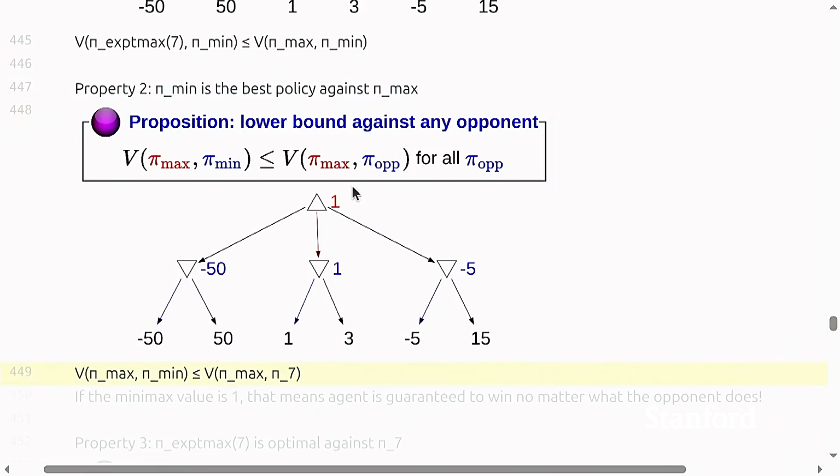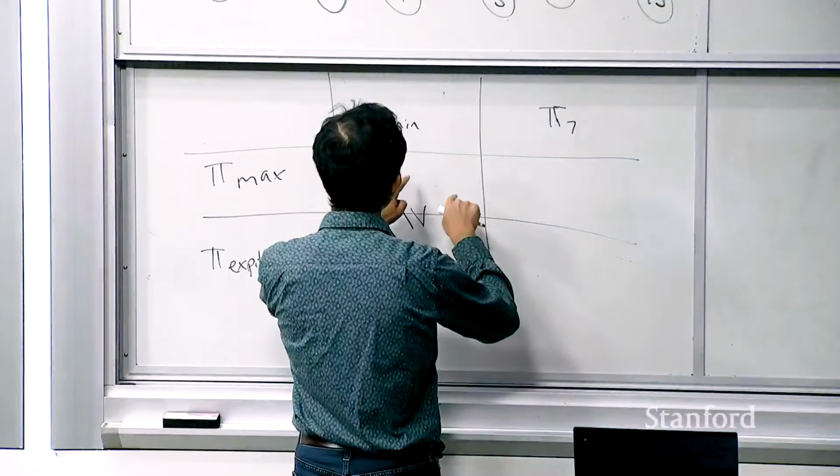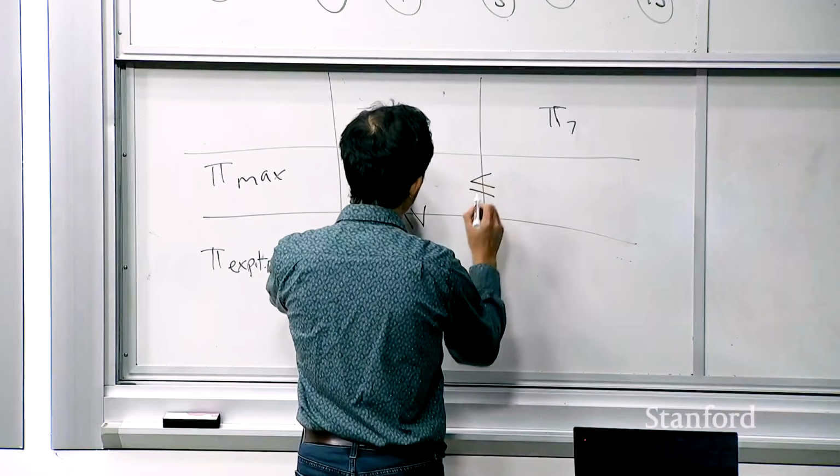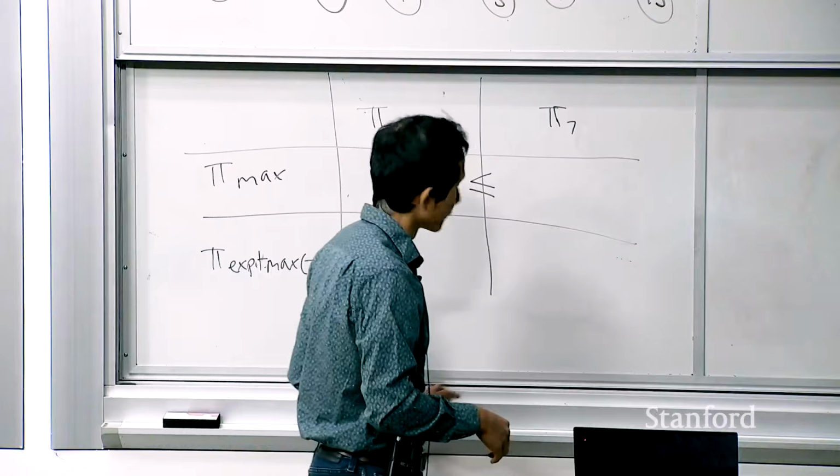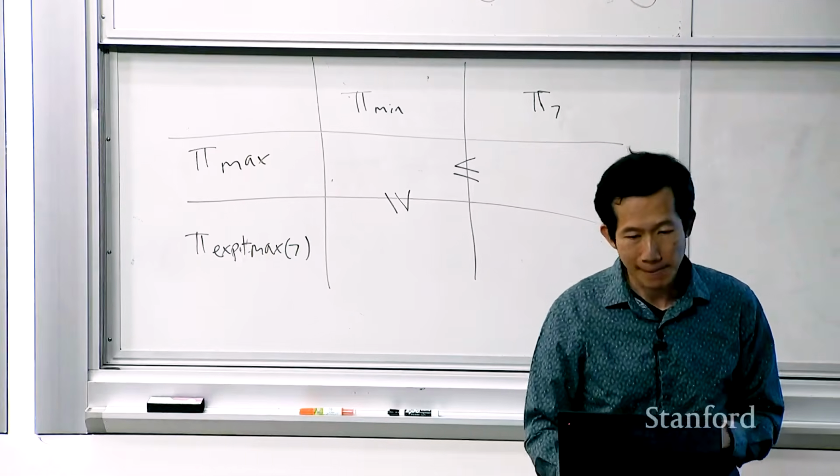So applying this property, I see that if I change the opponent's policy to something else, I can only increase the value. Okay, which means that this is the relationship between this number and that number. Right?